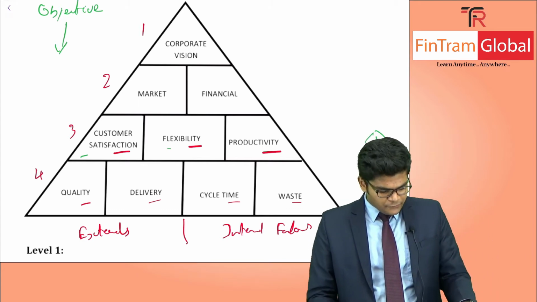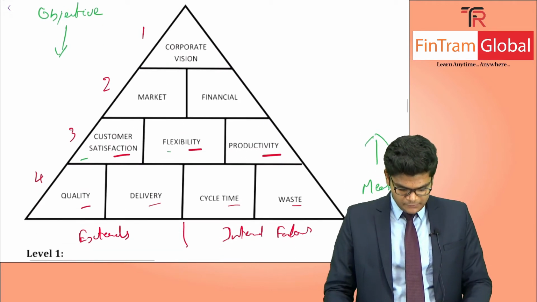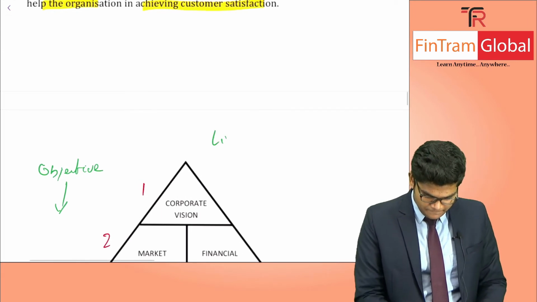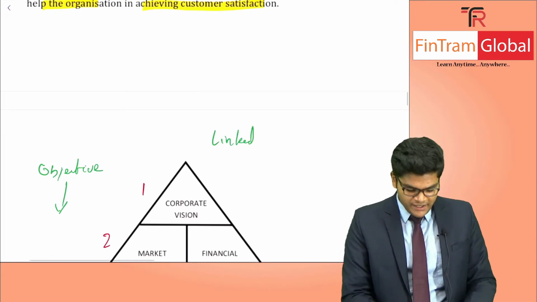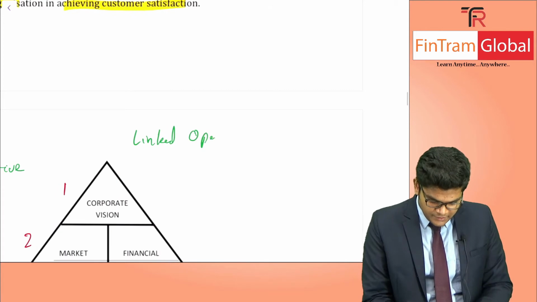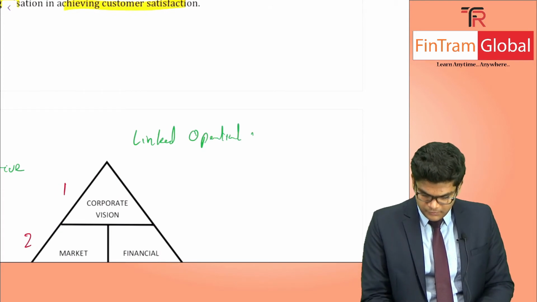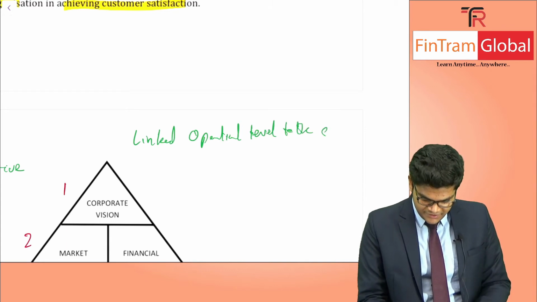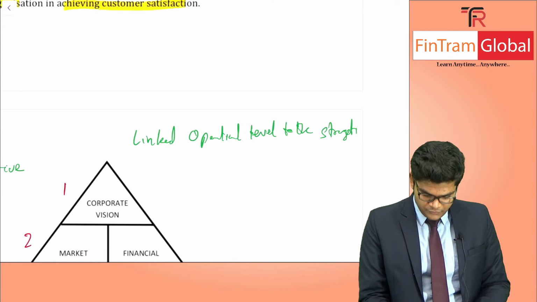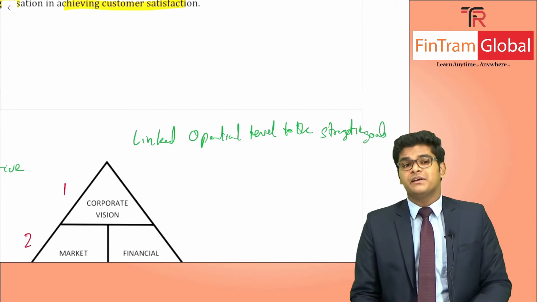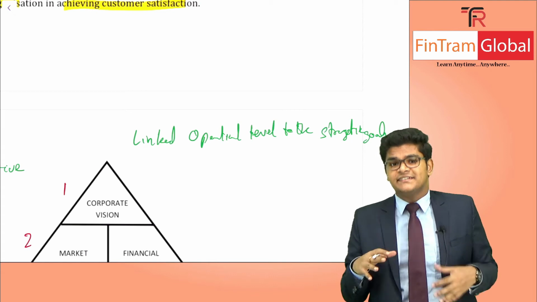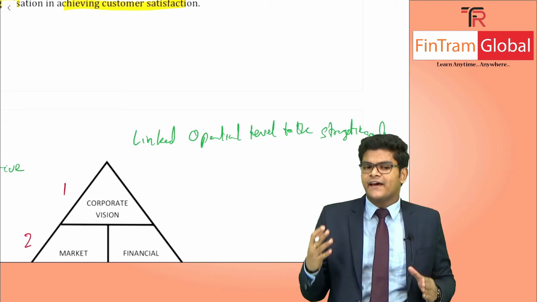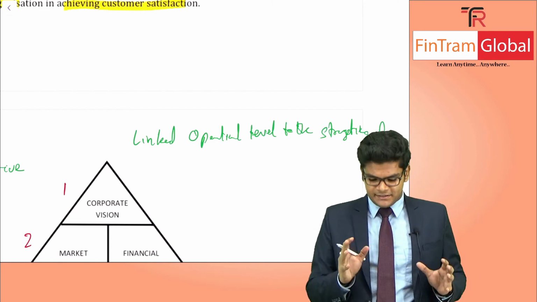Now, what you have to understand here is what we have done. Using the performance pyramid, we have linked the operational level to the strategic goals, isn't it? So using the performance pyramid, we will be able to link the operational level to the strategic goals of the organization. Okay, guys, so that's yet again another factor that you have to remember here, as simple as that.